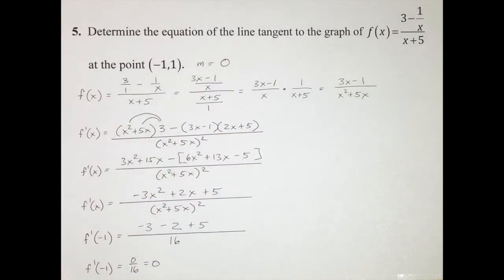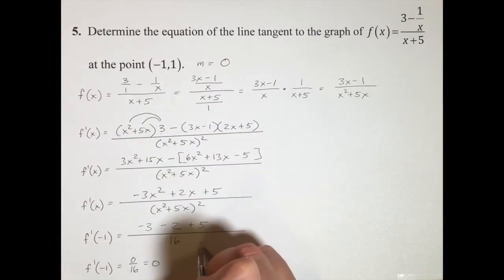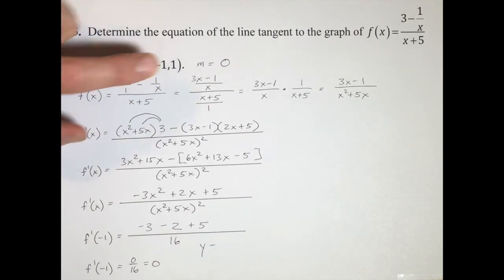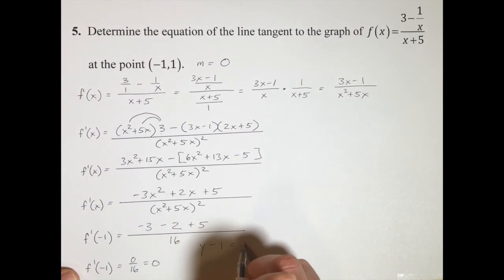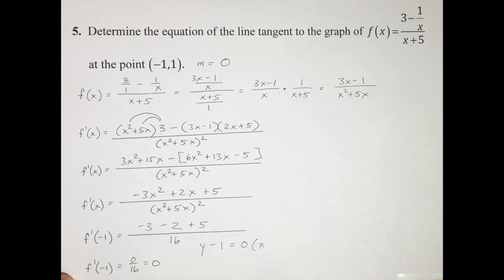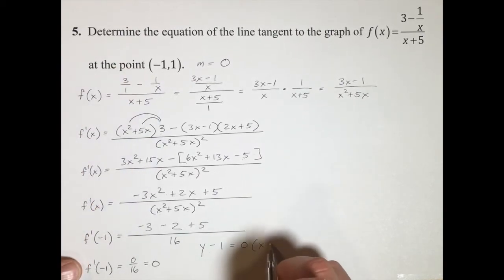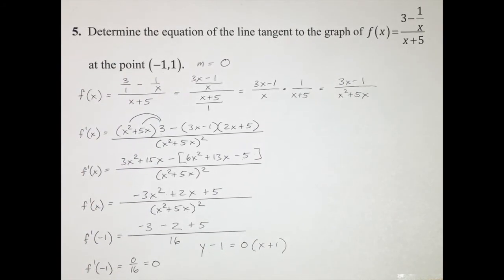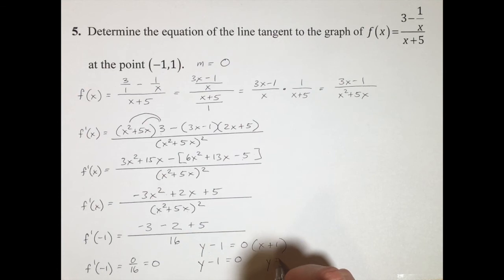Let's see what this looks like if I use point slope form. Y minus my y value of 1 equals a slope of 0 times x minus my x value of negative 1, or x plus 1. Of course, 0 times anything is 0. And if I add 1 to each side, I determine that it's the line y equals 1.